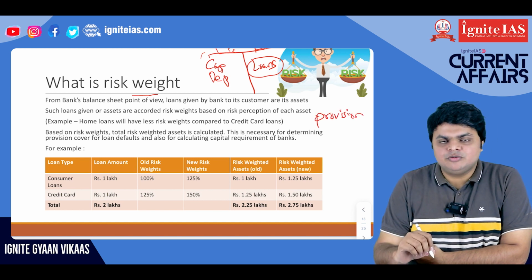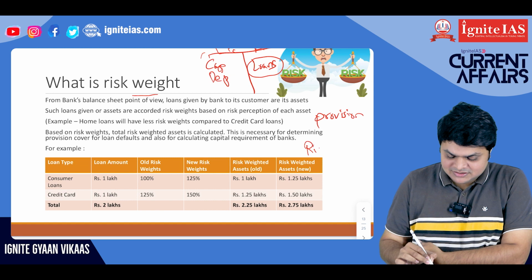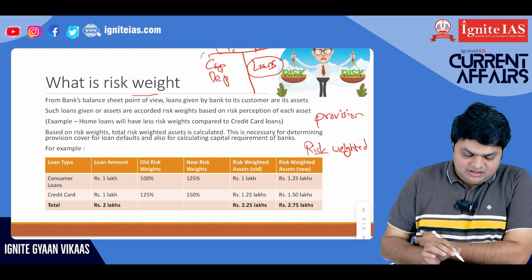Now, the provision is not to be made on outstanding loan amount, but we need to multiply those with risk weights, and we arrive at something called risk weighted assets. And on that risk weighted assets, the banks are required to make provision as per RBI guidelines. Now, let's see an example.